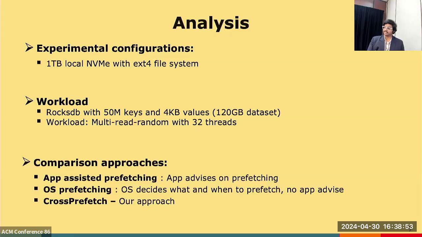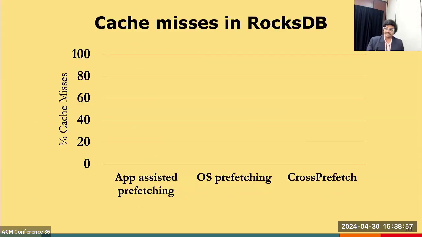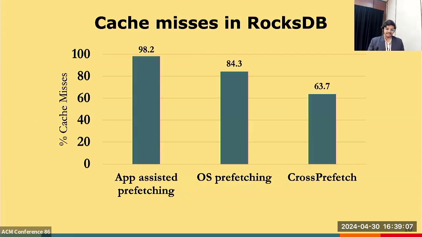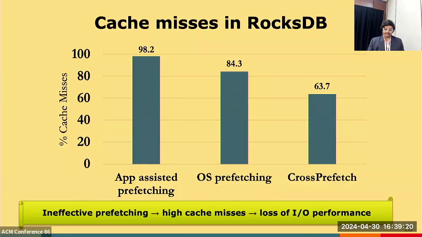And CrossPrefetch is our approach, which I'll be talking about in a bit. We plot cache misses that are experienced by RocksDB. Here on the x-axis, you have the different prefetching methodologies, and the y-axis is the percentage cache miss. What we observe is that even with all the prefetching systems available, RocksDB is still seeing a huge number of cache misses, which would manifest themselves as low throughput to the application. With CrossPrefetch, we try to alleviate this issue, and I will explain how.